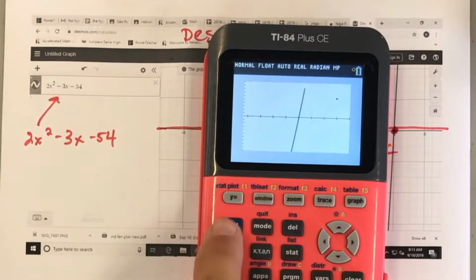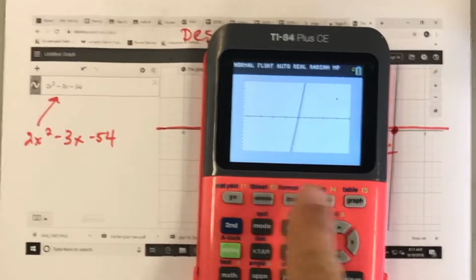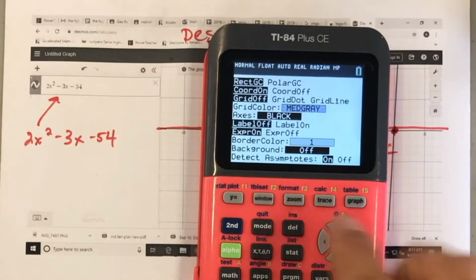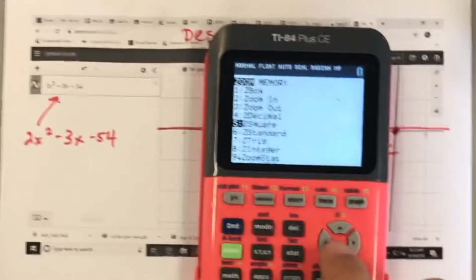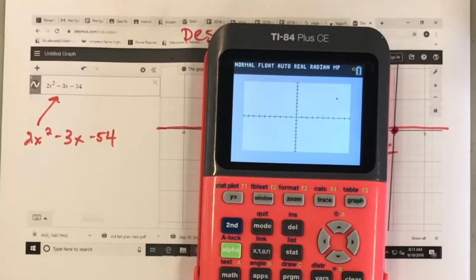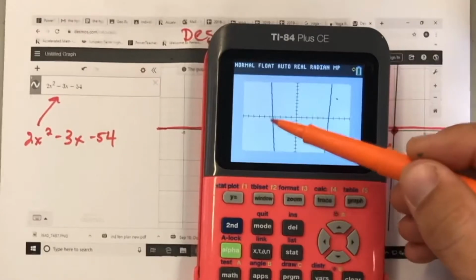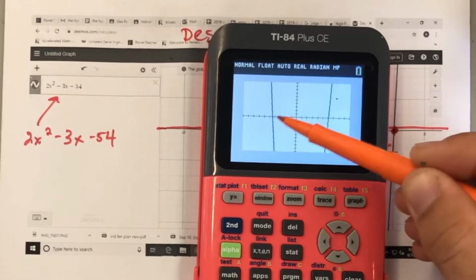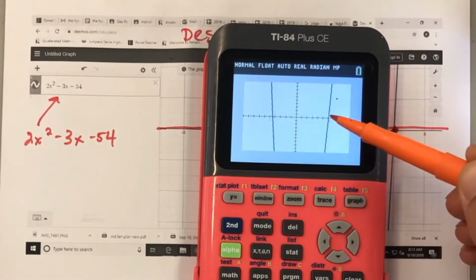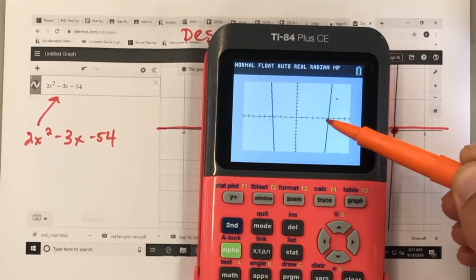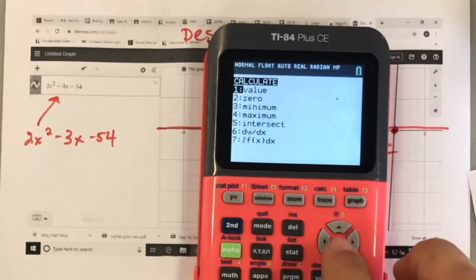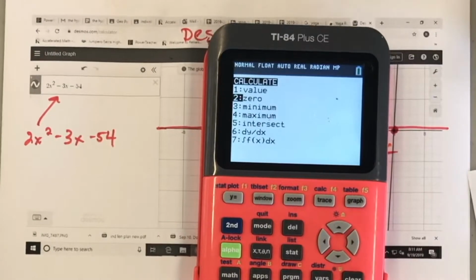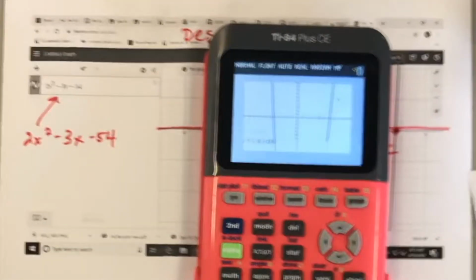This graph is a little bit off. I'm gonna go second zoom. Nope, that's format, quit, zoom. And then I'm gonna go down to zoom standard, and what that does is basically resets my calculator. Now keep in mind, we understand these are our values for x right here. X can't be negative, so I'm gonna solve for the one that's positive here. Now in order to do that, I do second, calc, and you have a 0 function here. Great tool for the SAT.